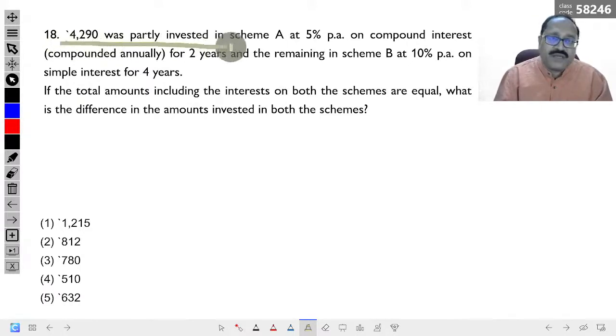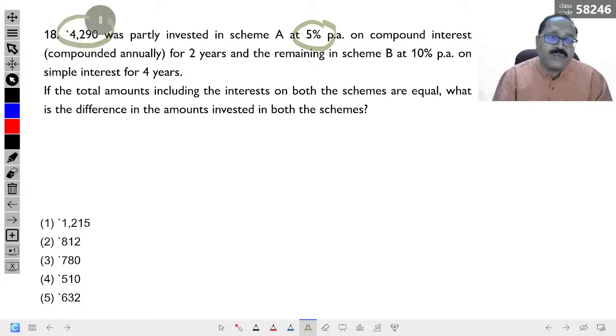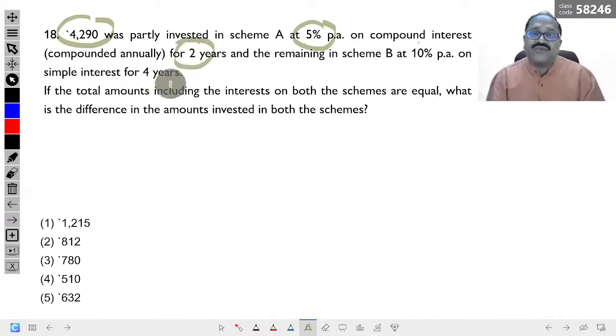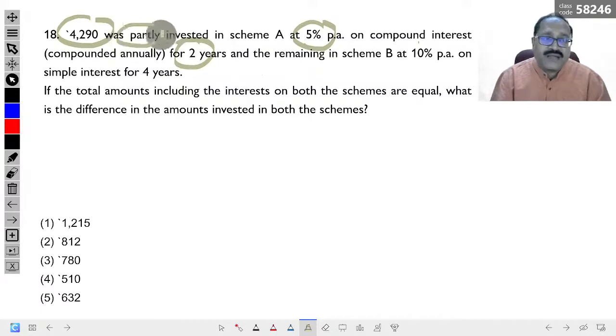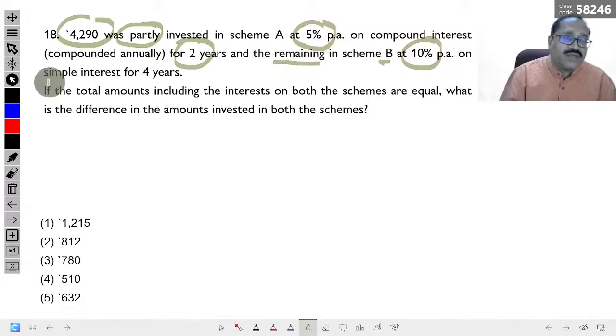4,290 was partly invested in scheme A at 5% per annum on compound interest. So this is the principal and this is the rate of interest, compound interest. And for how many years? 2 years. Everything is known to us about the first information. So partly, that means part of it is invested at 5% per annum compound interest for 2 years, and the remaining in scheme B at 10% per annum on simple interest for 4 years.